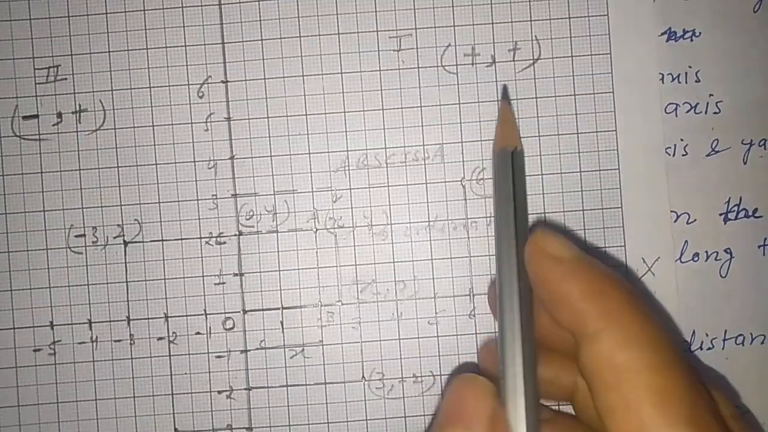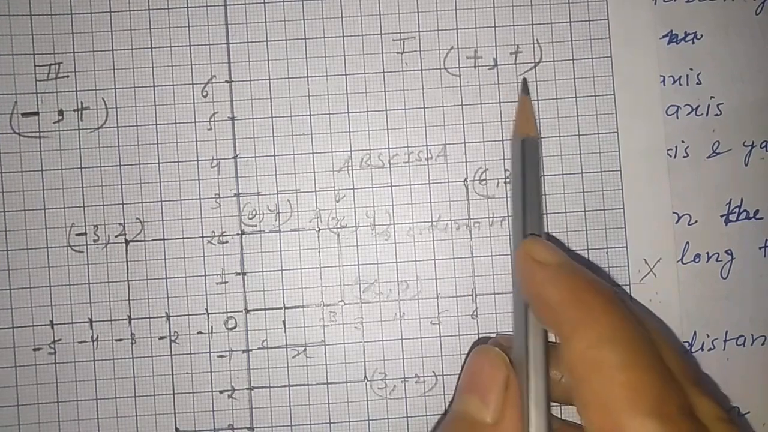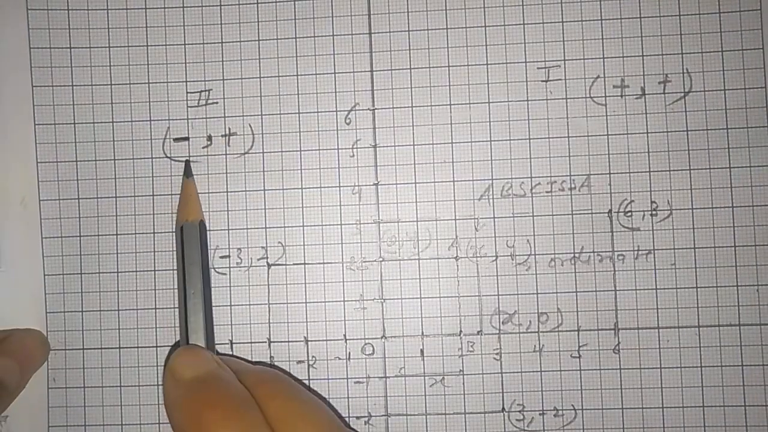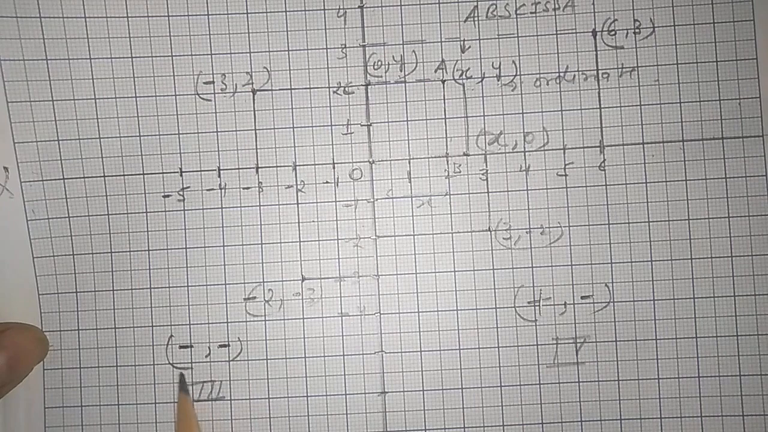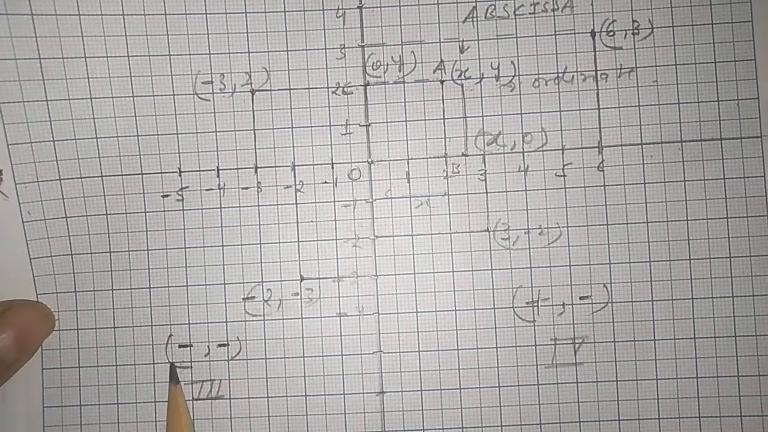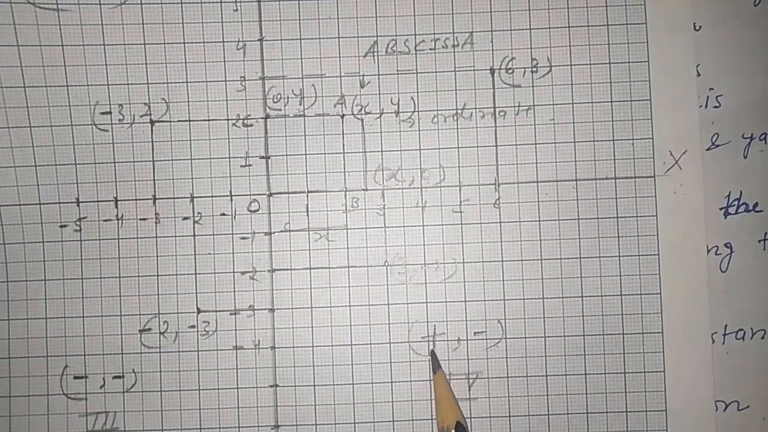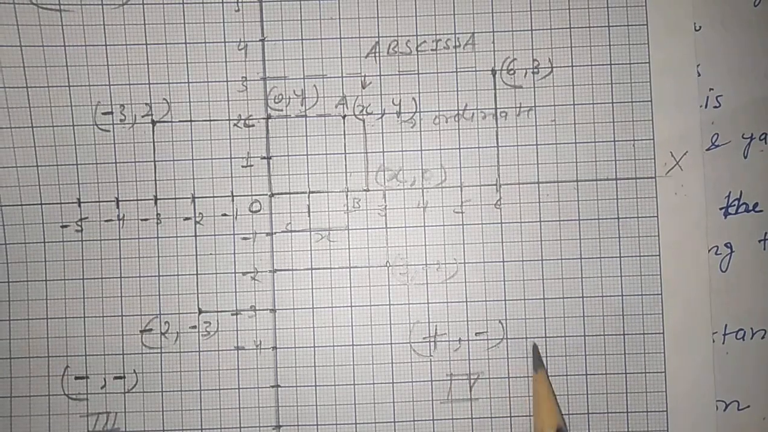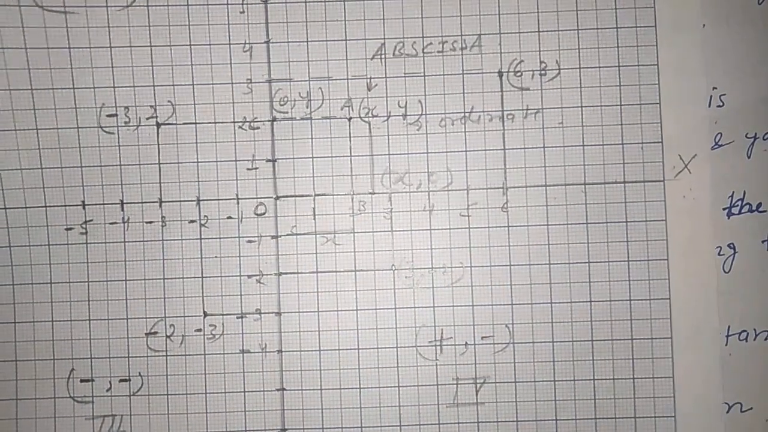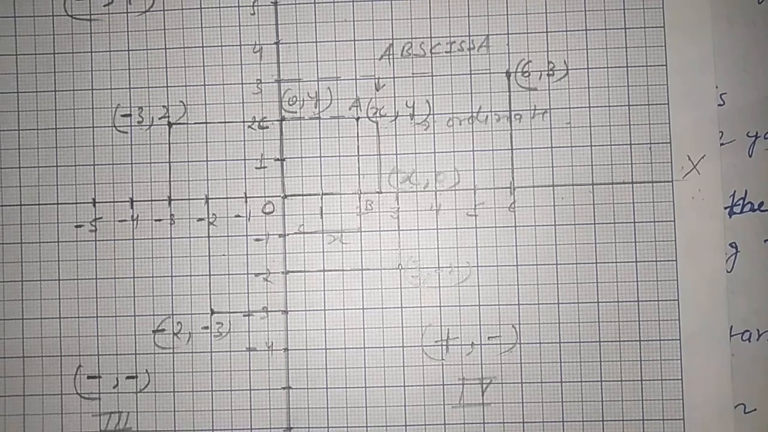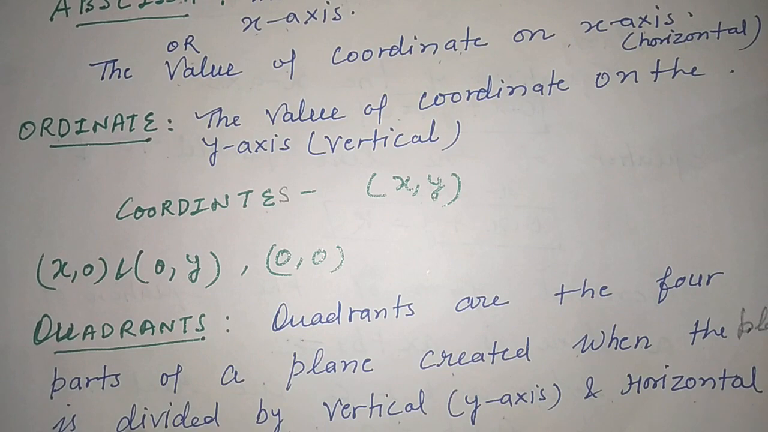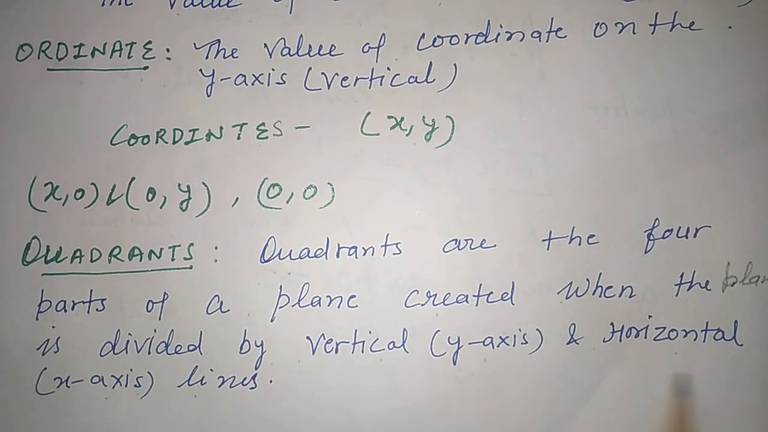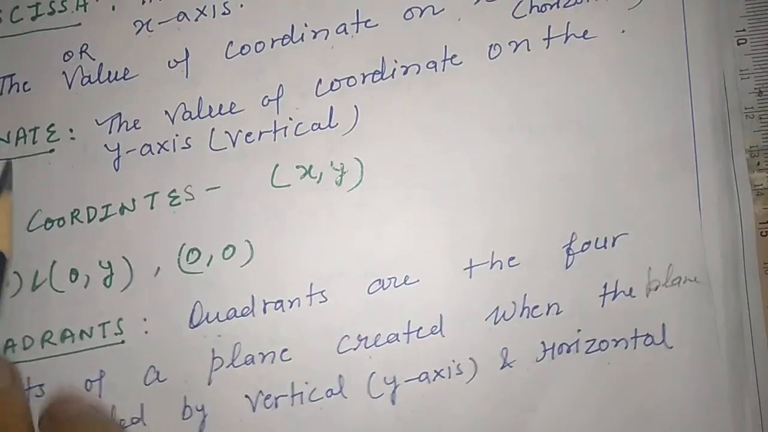So in the first quadrant we can see x and y both are positive. In the second quadrant, x negative, y positive, and in the third quadrant both are negative. In the fourth quadrant, x positive but y negative. So like this we can see the signs. The quadrants are the four parts of the plane created when the plane is divided by the x-axis and the y-axis.